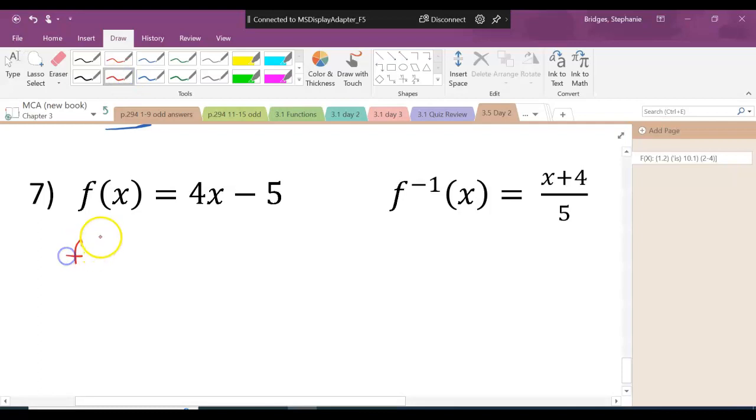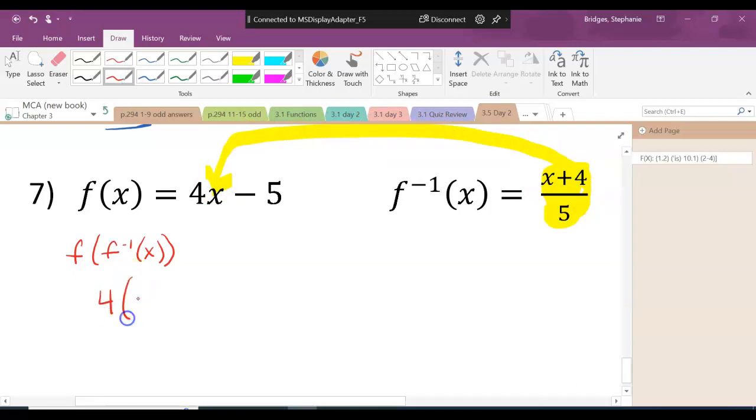Start with the first one, f of f inverse of x. That means we're going to take this entire thing and we're going to put it in place of x there. So it is going to be 4 times that entire fraction and then minus 5. When I multiply that first part, does that 4 cancel with that 5? No, it basically gives me, you multiply those two, that's going to be 4x plus 16 over 5 minus 5, right?